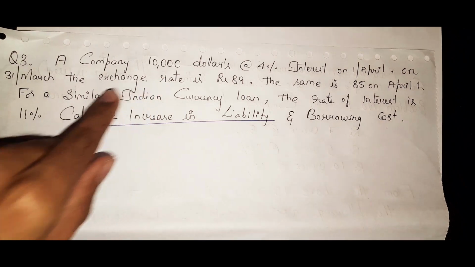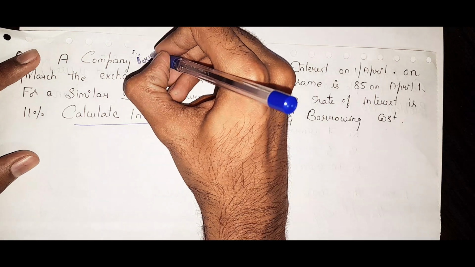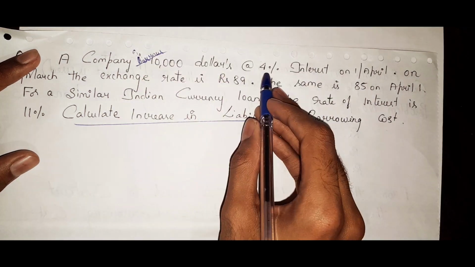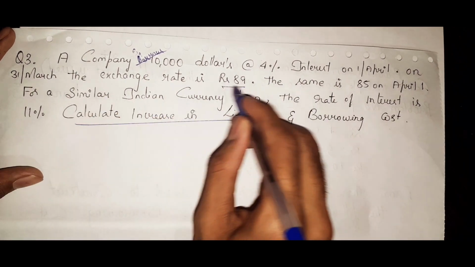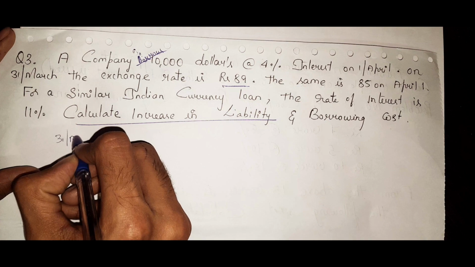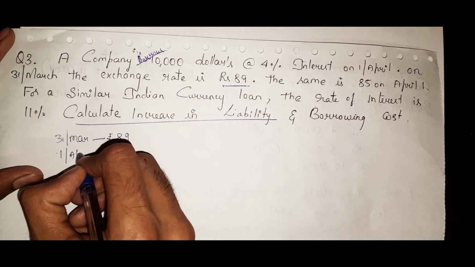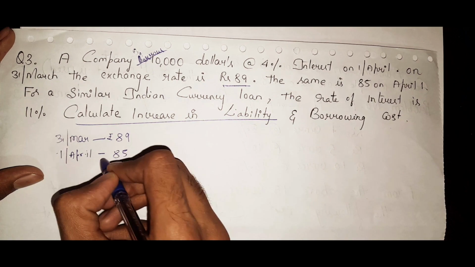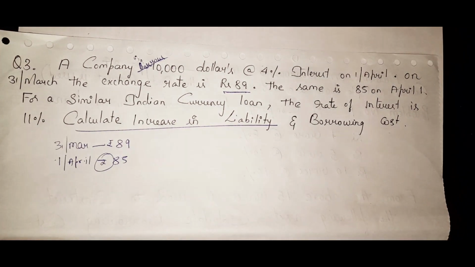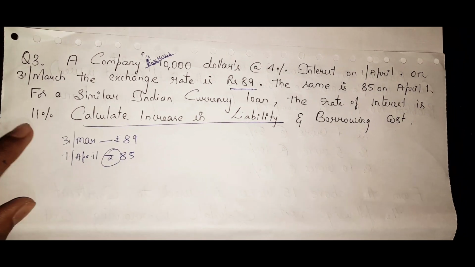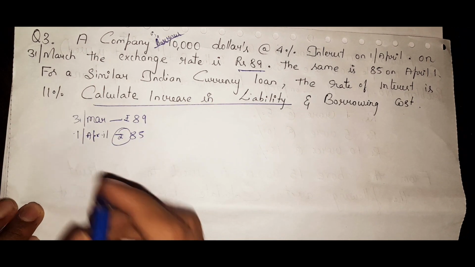A company borrows $10,000 at 4% interest on 1st April. On 31st March, the exchange rate is 99 rupees. On 1st April, it is 85 rupees. For a similar Indian currency loan, if the same loan was taken in India, the rate of interest was 11%. So we need to now calculate the increase in liability as well as borrowing cost.